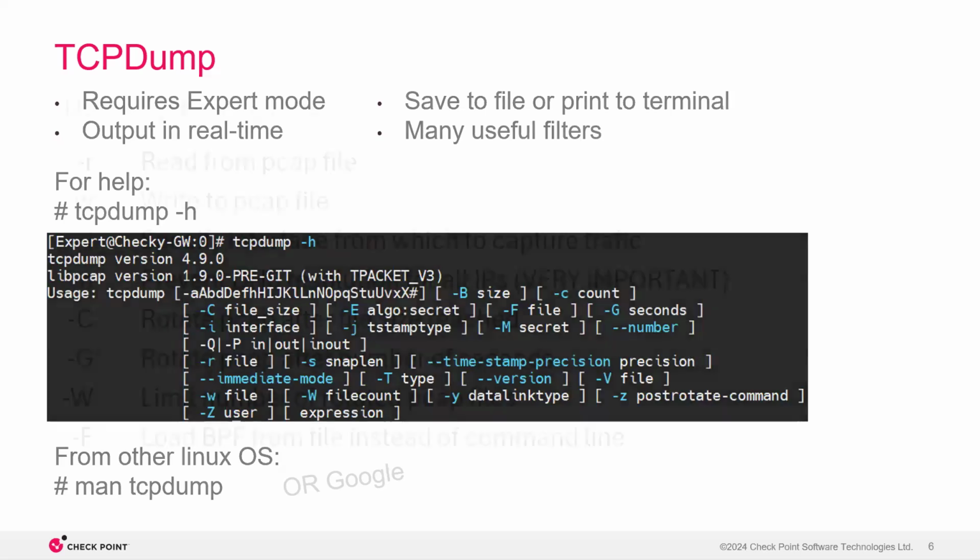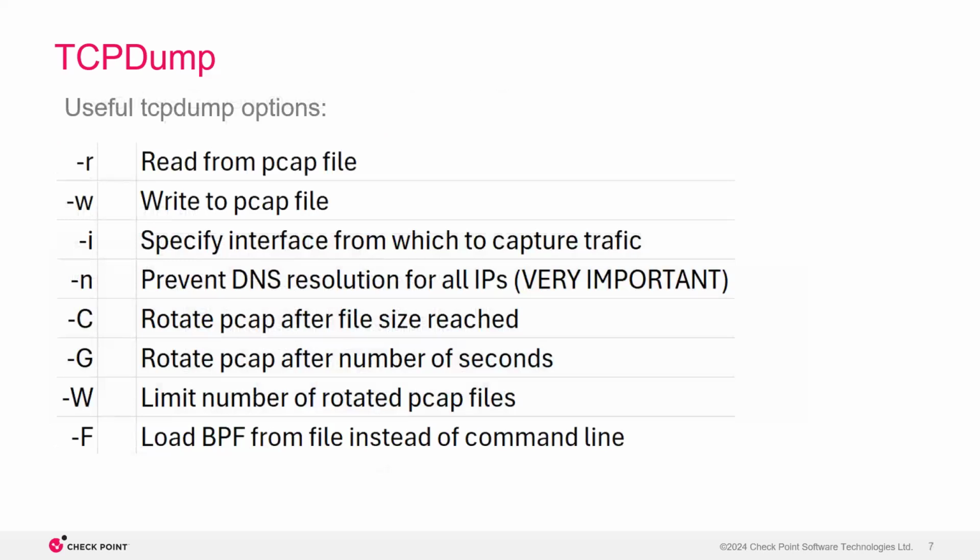Definitely check those out. But some of the more useful options that you have there: why -w isn't first, I don't know, but that's really the first one. You want to write it to a PCAP file for later analysis and later looking. That's kind of the bread and butter there. But with TCP dump, you're also able to use -r, so you can read from a PCAP file.